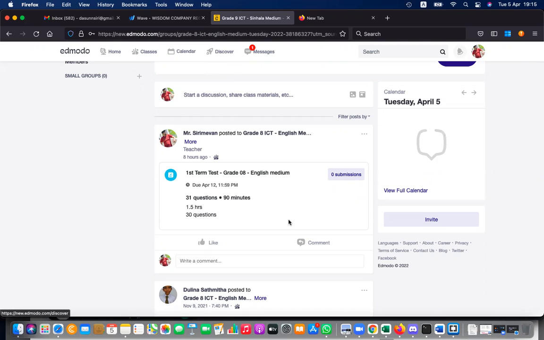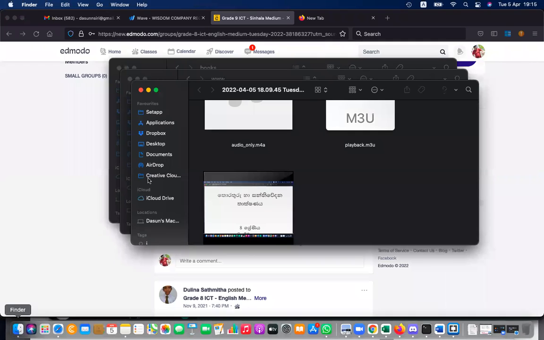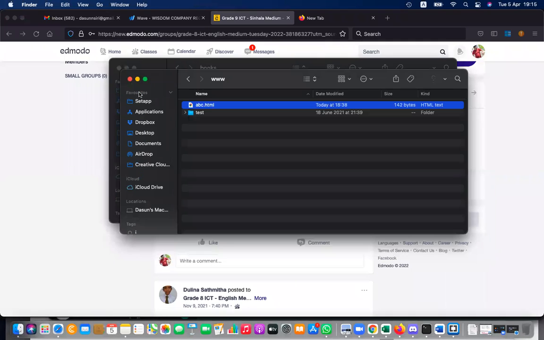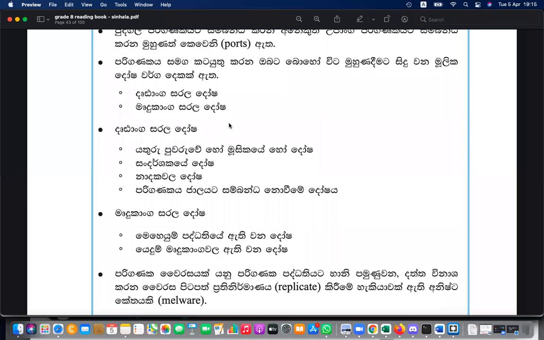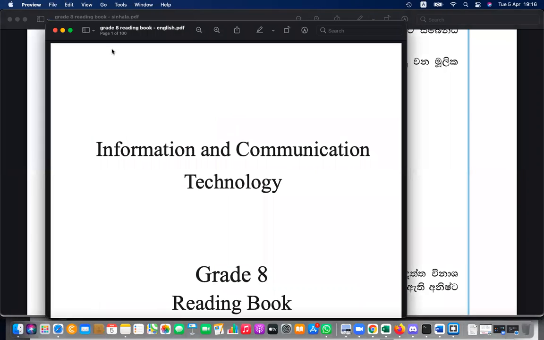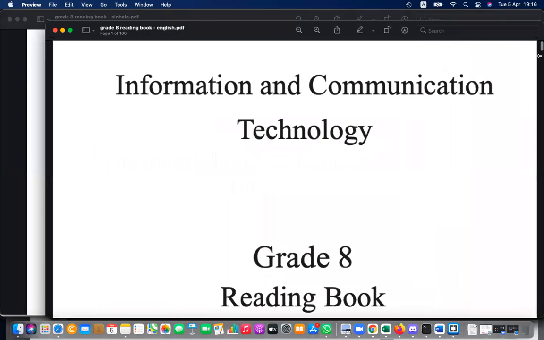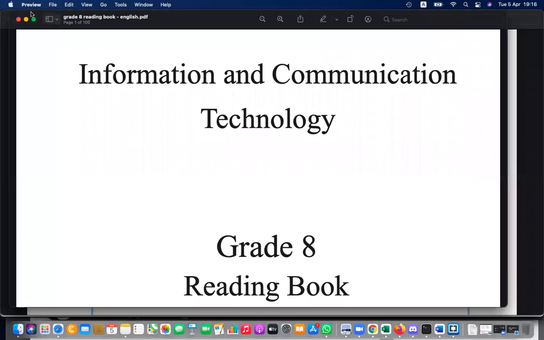So let me discuss what we have already done. Let me go and revise the lessons that we have already discussed. We have already discussed 2 lessons. One is the number system lesson. The second lesson is troubleshooting the computer by identifying errors. That is the second lesson that we have discussed. We have already finished those 2 lessons.